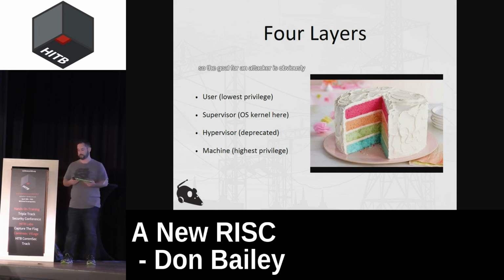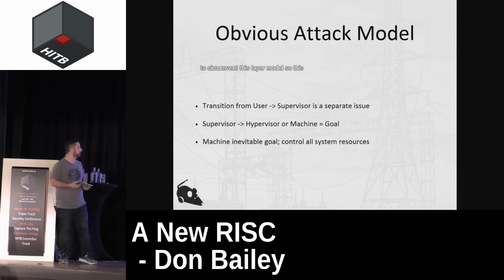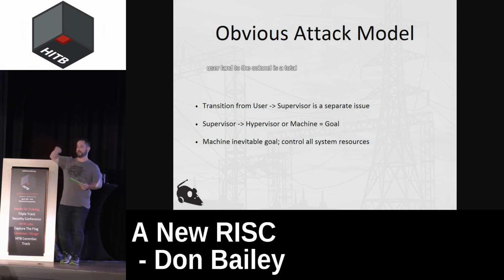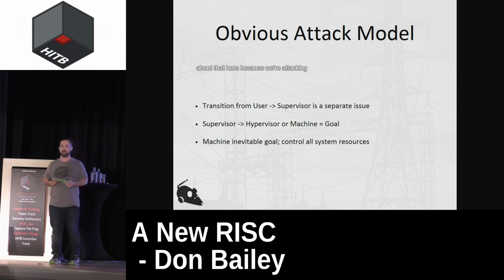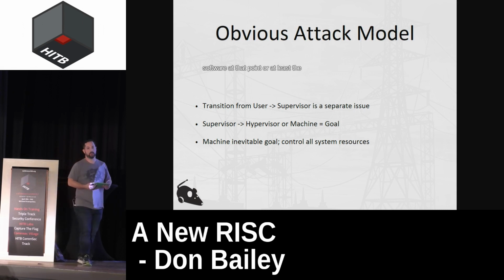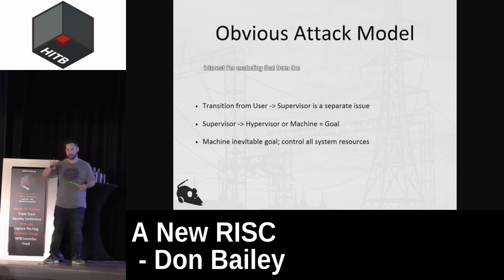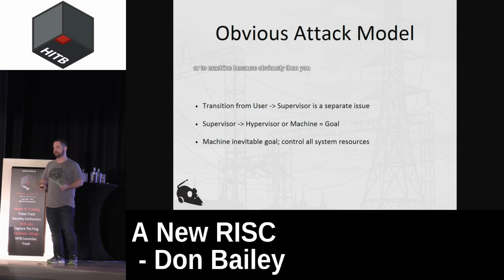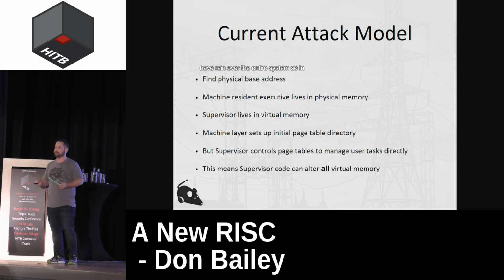So the goal for an attacker is obviously to circumvent this layer model. So this gets really simple, right? Getting from user land to the kernel is a total kernel implementation thing, right? We worry about that at the Linux kernel layer, FreeBSD kernel layer, whatever you're implementing. We don't really care about that here because we're attacking software at that point, or at least the logic of the software running on a particular architecture. So not my interest. I'm excluding that from the security model for simplicity purposes. The more important thing is to elevate privileges from supervisor to hypervisor or to machine, because obviously then you have reign over the entire system.